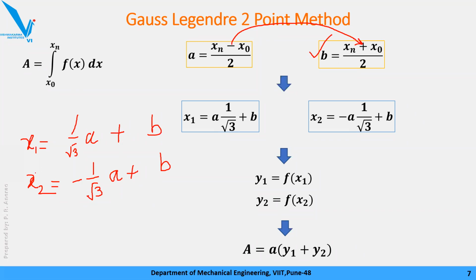So using these two equations, I'll calculate x1 and x2. I'll put that x1 and x2 into the function, calculate y1 and y2. After that, I need to remember this formula of area, which is easy now to remember, which is equal to small a into y1 plus y2. So that's it. This is my answer.